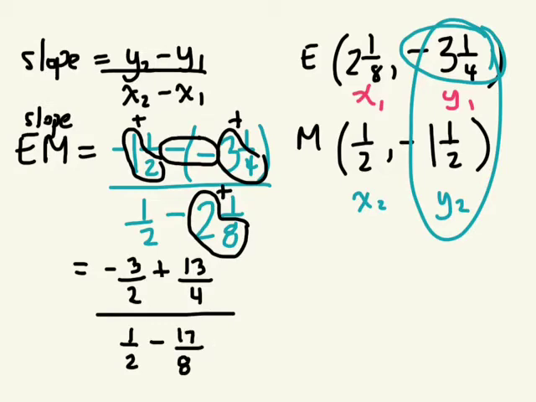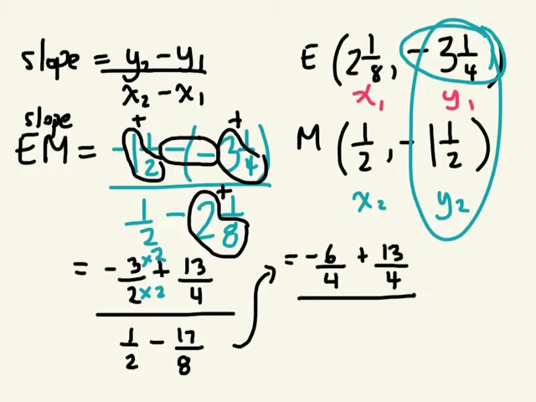Good. Let's simplify the numerator. What do you need when you're subtracting or adding fractions? What do you have to do with the denominators? Yes. So what's a common denominator for negative 3 over 2 and 13 over 4? So we need to multiply this by 2. Okay? And I'm just going to write it over here: negative 6 over 4 plus 13 over 4, over, common denominator for this, 8, good, 1 times 4, 4 over 8 minus 17 over 8.